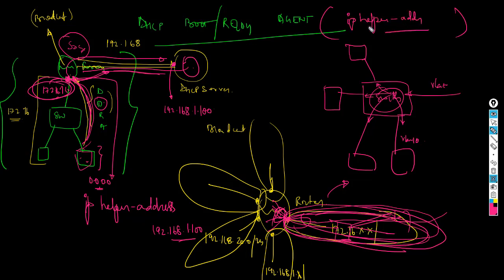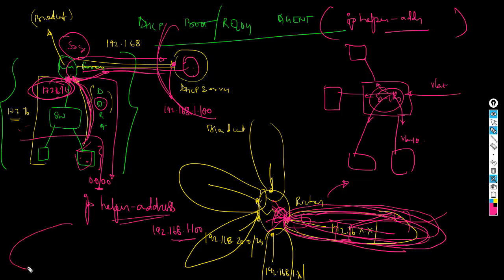And when do we use this command? It's when your server is on a different network and your clients are on a different network. When your client and server are on two different networks and you want to push this broadcast discovery packet towards the server, you need to make use of IP helper address.